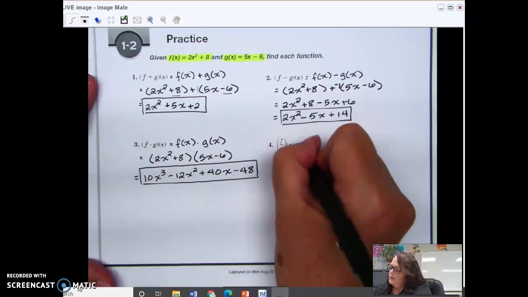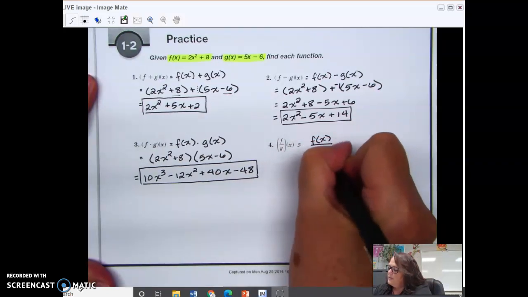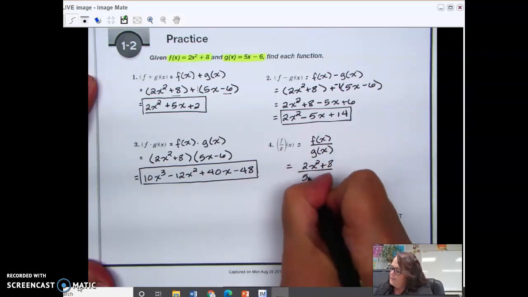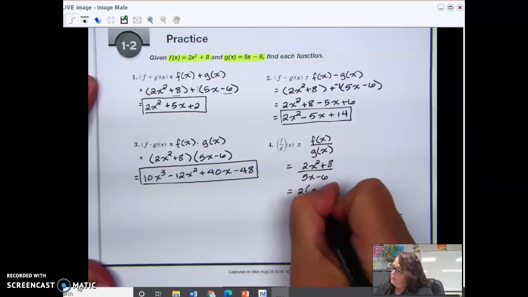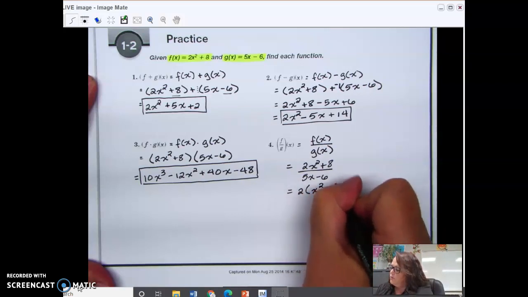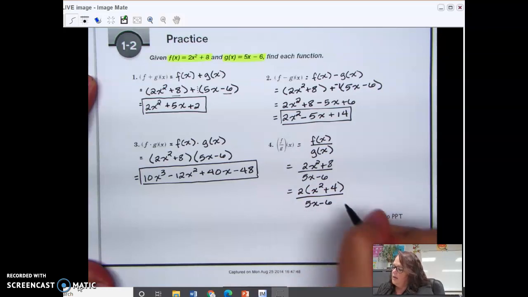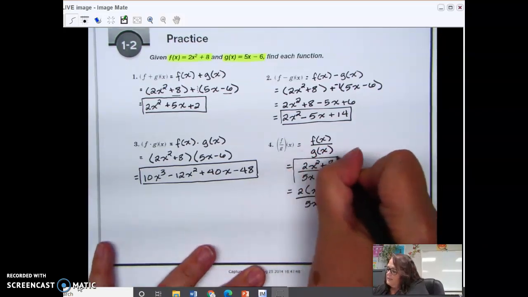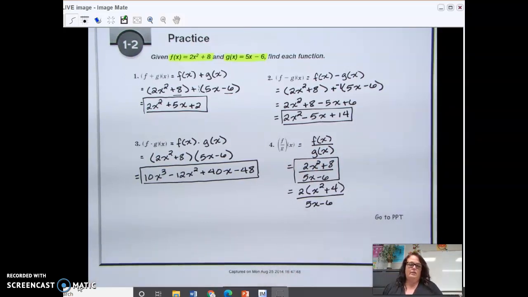And then for the last one, this is the same as saying f of x over g of x. So that's going to be 2x squared plus 8 over 5x minus 6. And so even if I factor a 2 out of here, we get 2 times x squared plus 4, but there is no common factor in the bottom. And so we can actually leave it like this. This is the simplified form because nothing was able to cancel in the bottom one.